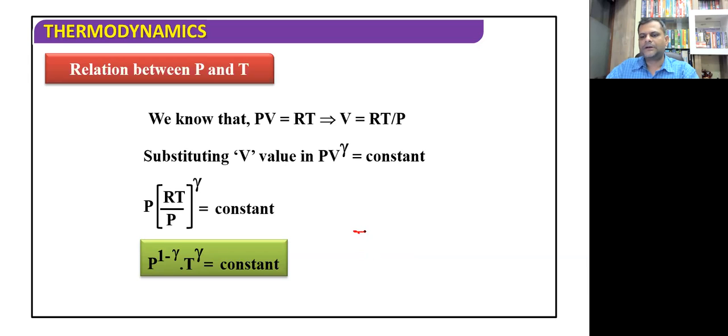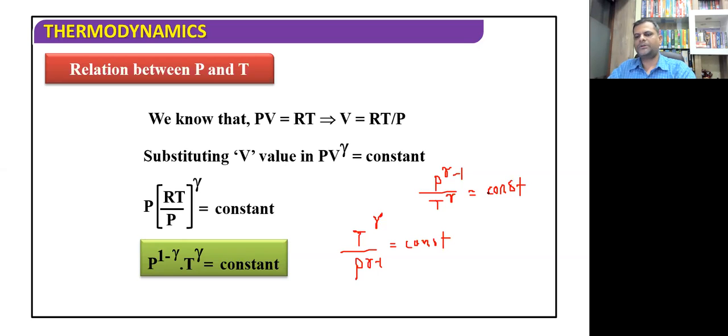as T raised to gamma upon P raised to gamma minus 1, because gamma is always greater than 1, remains a constant. This is just a different form of writing the same thing. We can also write it as P raised to gamma minus 1 upon T raised to gamma is also constant. We can write it like this also, no problem.